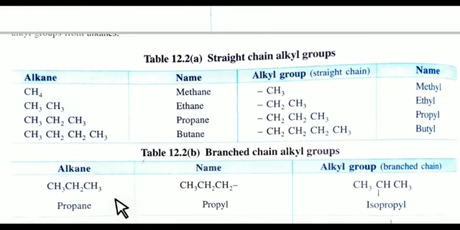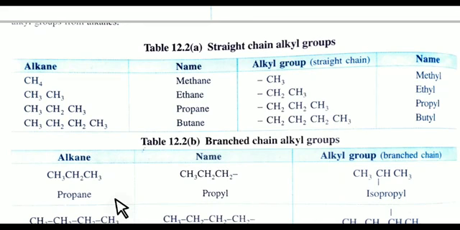Another one is the branch chain alkyl group. For example, see here propane. One hydrogen removed, it is propyl. And when you write it in such a way, CH3, CH, there is a branch, in branching form. See here, the formula is the same, CH3, CH2, CH2, which means 3 carbon and 7 hydrogen. But one is in the longest chain and the other is in a branch chain. So it is propyl and it is isopropyl.